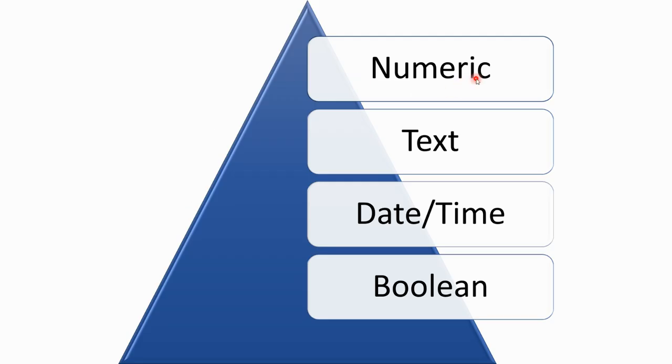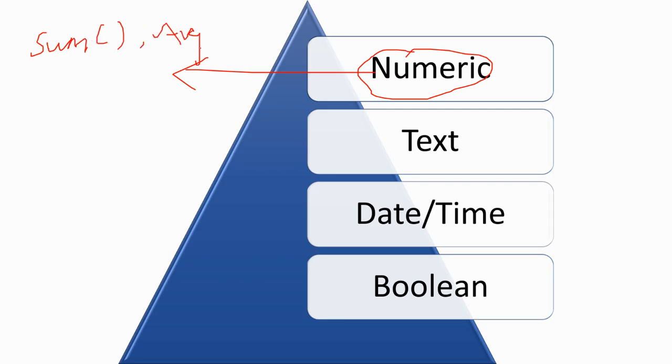So starting with numeric. We all know what numeric is, which represents numbers, including integers and decimals. If you want to calculate something related to age, or something related to numbers like sales, discounts, or something, you'll be using numeric. For numeric, we will be using functions like sum, average, which is the average function, I'm just writing it in short form, and max. We will be using these functions to calculate the numeric value.